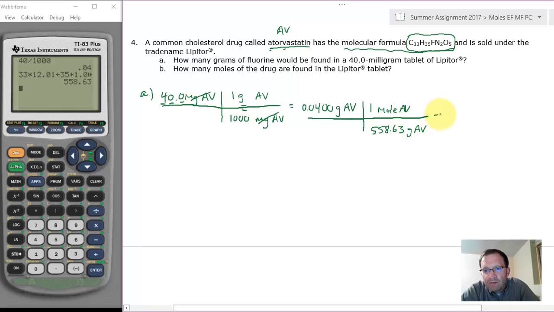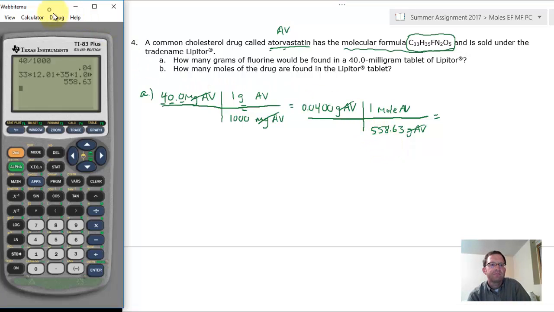But that's my molar mass, so 558.63 grams in a mole. Now look, we're only using 0.04 grams in a tablet of this compound. And there's 558 grams in a mole. So we're nowhere near a mole of this stuff. A mole of atorvastatin would probably be all the Lipitor you'd need to take in a whole lifetime. So when I divide this out, grams will cancel out, and my calculator is going to give me a very small answer, right? Because we're talking about a very small number of moles. But let's punch it in anyway. So I have 0.04 divided by 558.63.